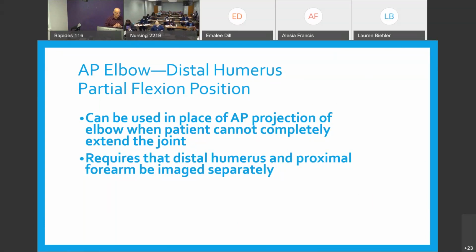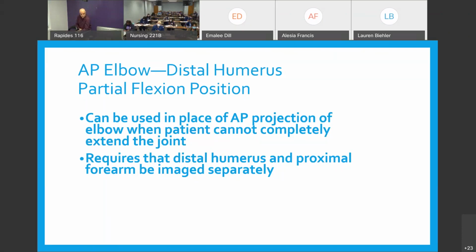Distal humerus. Partial flexion and extension. Patient comes in, their arm's like this. We just showed you how to do what? The lateral distal humerus, because the epicondyles are perpendicular. Now we've done the transthoracic for the proximal portion. That was for the distal. How can we get the AP now? We have to get an AP.